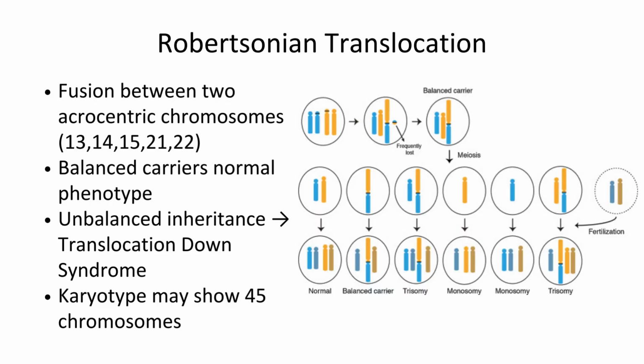Now let's talk about Robertsonian translocations, another important genetic mechanism. It's a fusion between two acrocentric chromosomes like 13, 14, 15, 21, or 22. While balanced carriers are usually unaffected, they can pass on unbalanced chromosomes, leading to syndromes such as translocation Down syndrome. In such cases, total chromosome number may be 45, but with all the necessary genetic material.